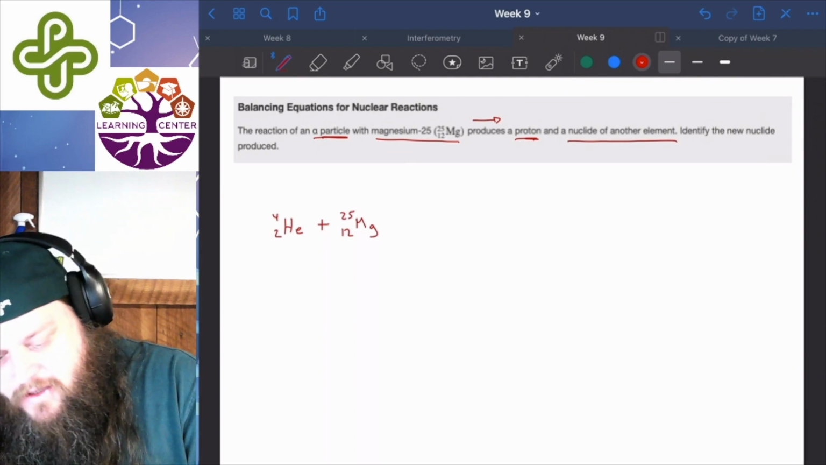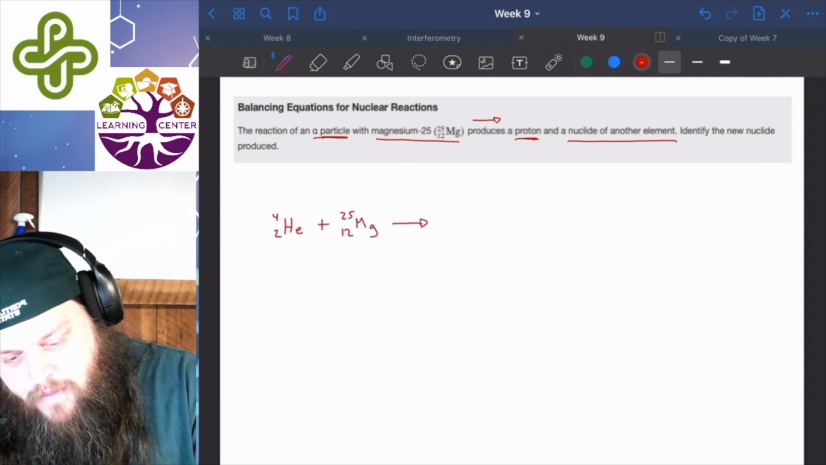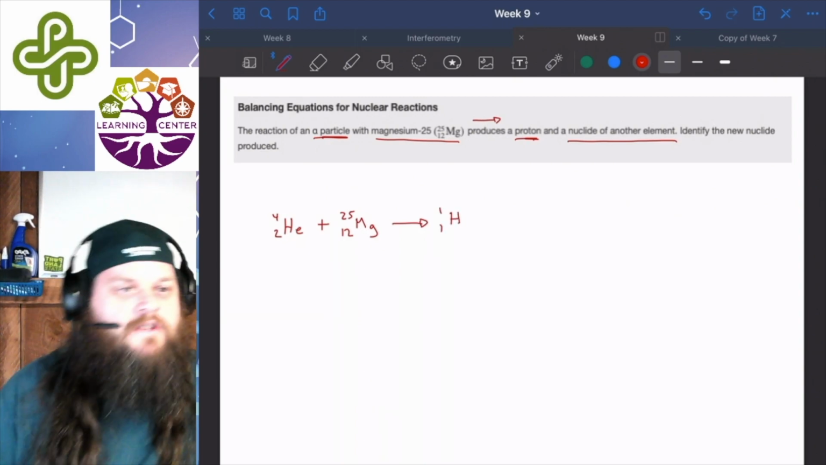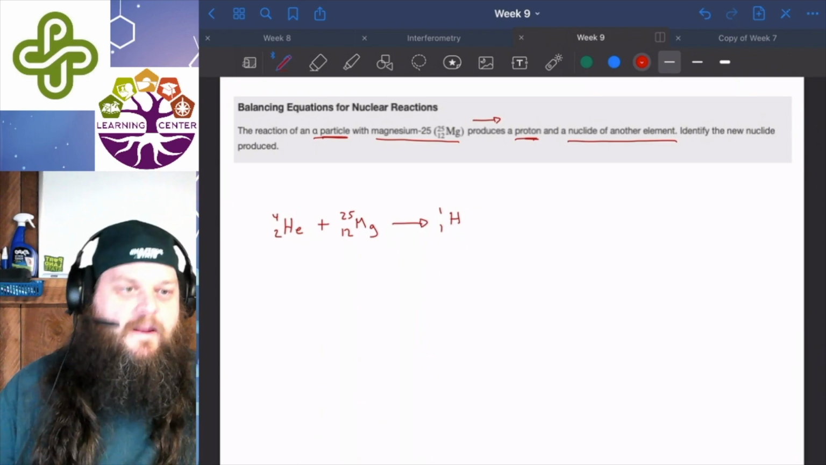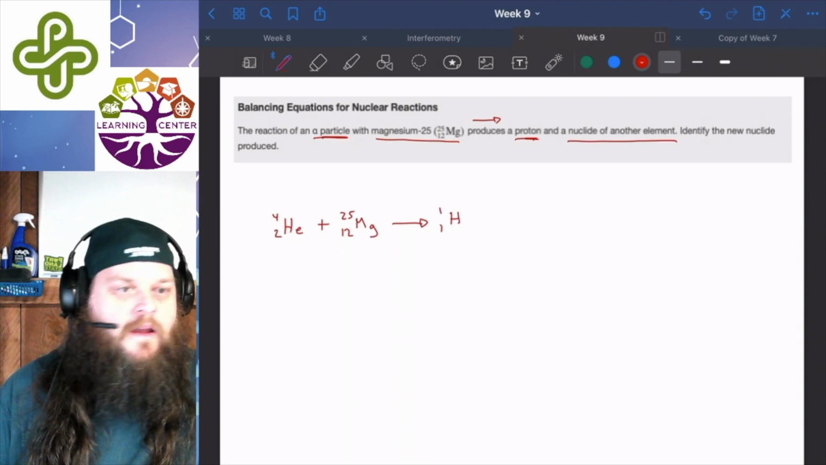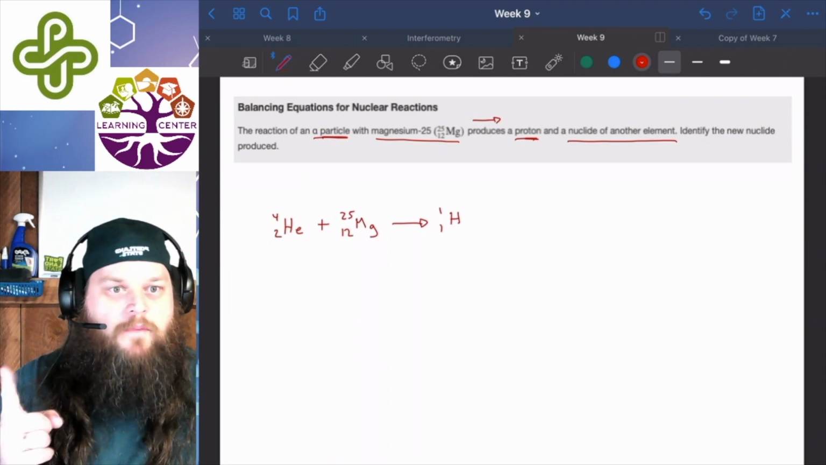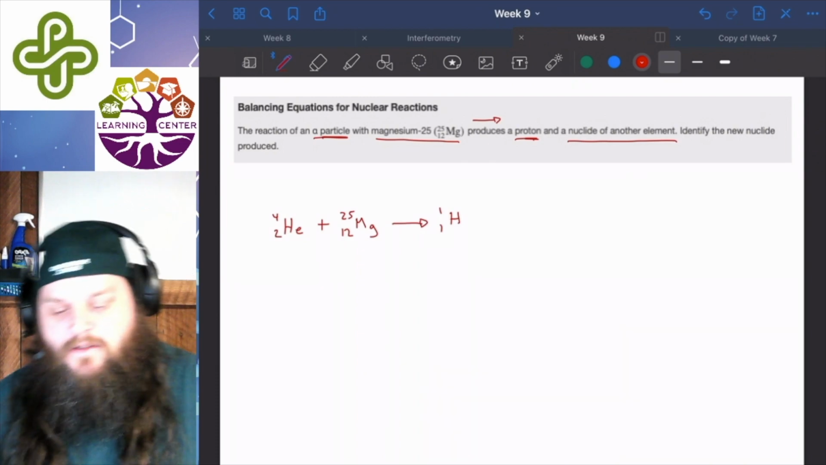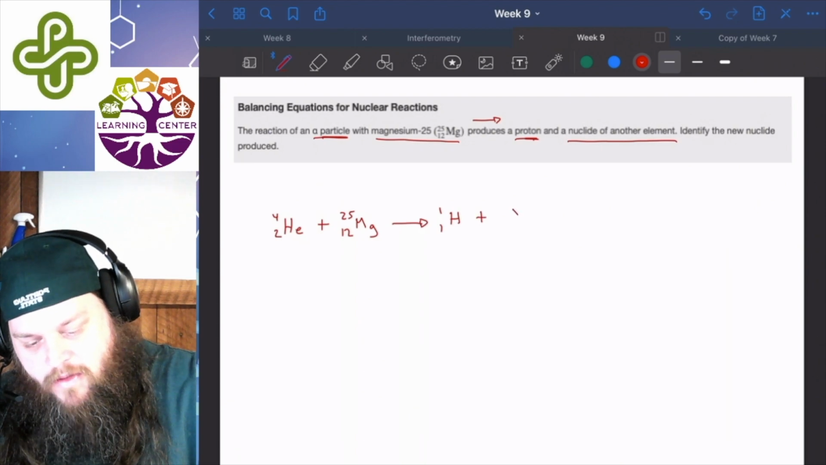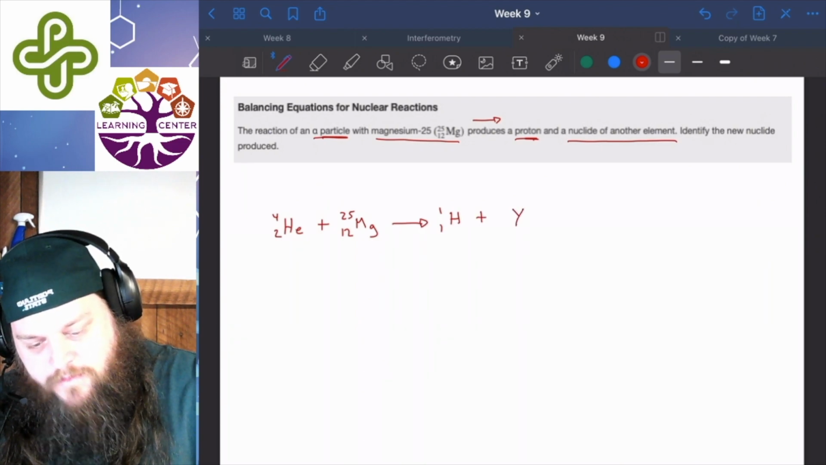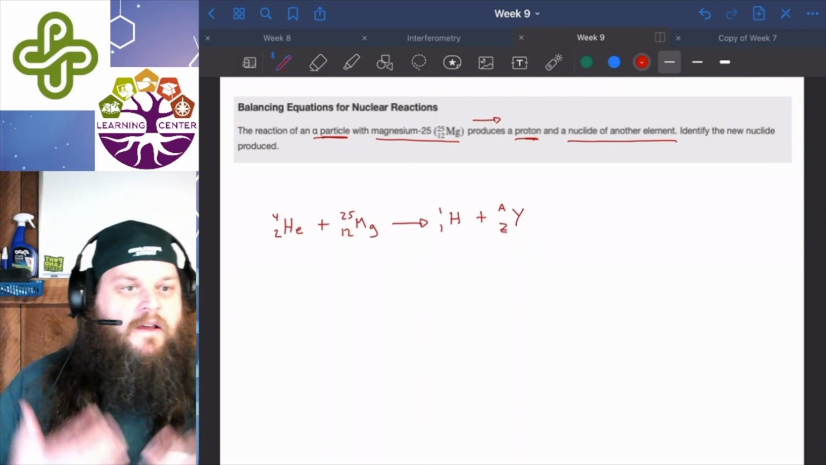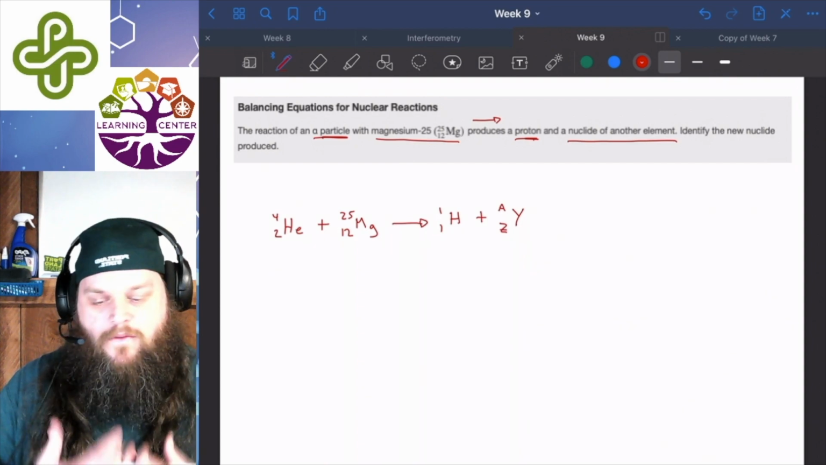And that's producing a proton. So a proton is just a single hydrogen atom. So that has one proton in there, and it has zero neutrons in it. So it has a 1-1 for A and Z, plus some other element. I'm going to call that Y, and we don't know what that is just yet. But we know that we have to have that conservation of mass and that conservation of charge.